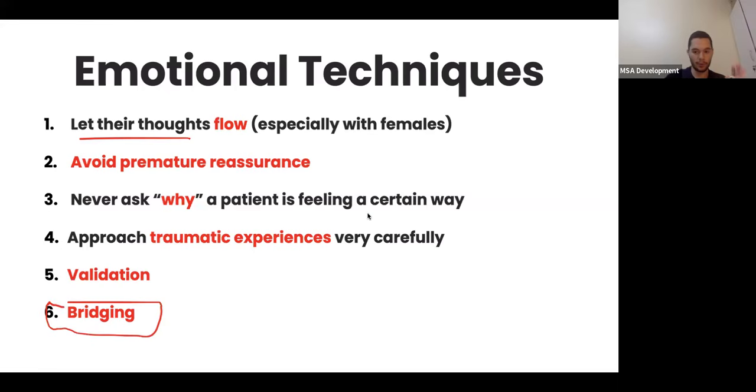Do you guys know what bridging is? So bridging is basically you're trying to connect what the patient is saying right now to a possible question you want to ask. The example given in your slide is when a patient comes and they feel sad and they tell you that they feel sad that they lost someone or something.